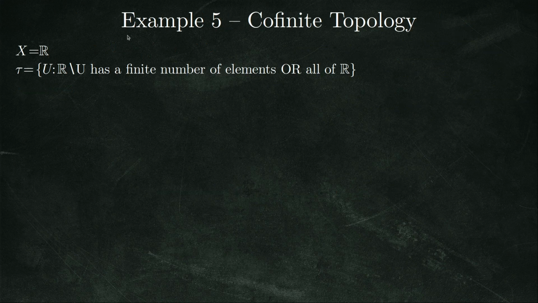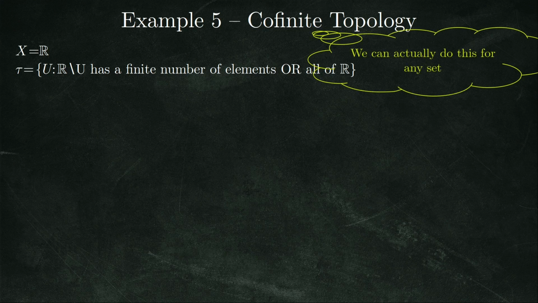Okay, our last example is the cofinite topology. This is quite a strange example of a topology, but it's quite nice for showing how weird topologies can be. So for our set X, we take the real line, and then for our topology, the open sets are those such that the complement is finite, or the complement is all of R. We could define a similar topology for any set actually, but we're just going to stick to the real line for now.